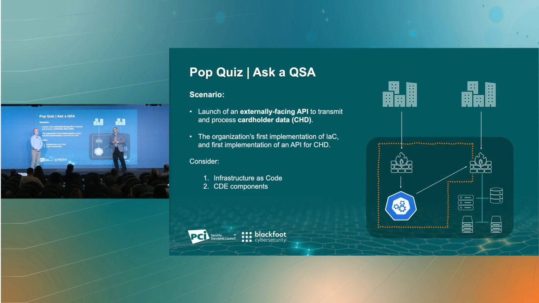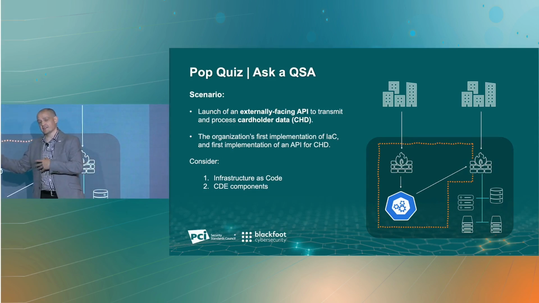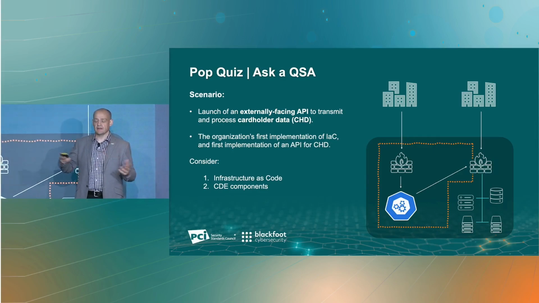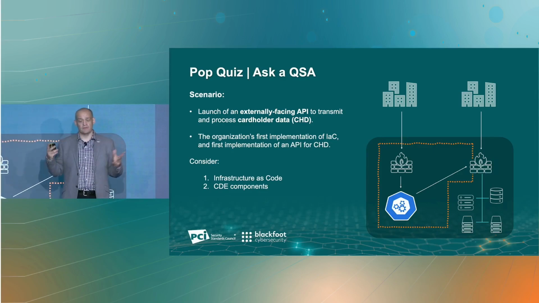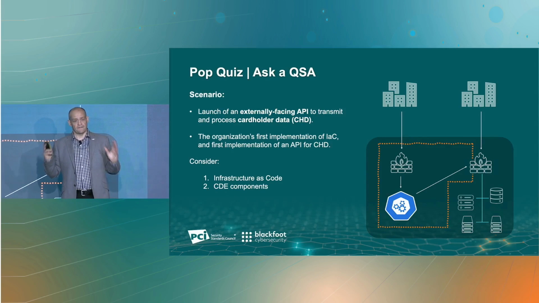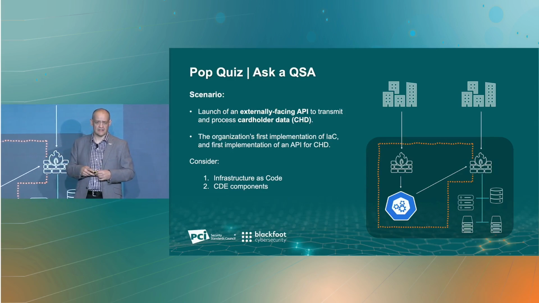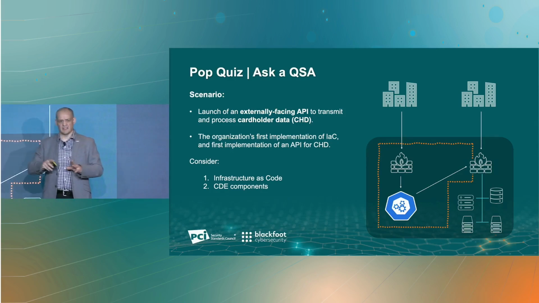Right, I'll tell you what we're going to do. This isn't canned at all, so don't worry about it. We're going to put Peter on the spot. We're going to have a little bit of a scenario here, and I'm going to run through it, and then from Peter's side as a QSA, he can run through what he would actually be looking at. So what we have here is an organization, and they've got a new externally facing API to transmit and process cardholder data. It's the first time they've implemented infrastructure as code, and it's the first time they're going to be implementing an API for that cardholder data processing. The organization has already gone through a PCI DSS assessment, and everything's fine.